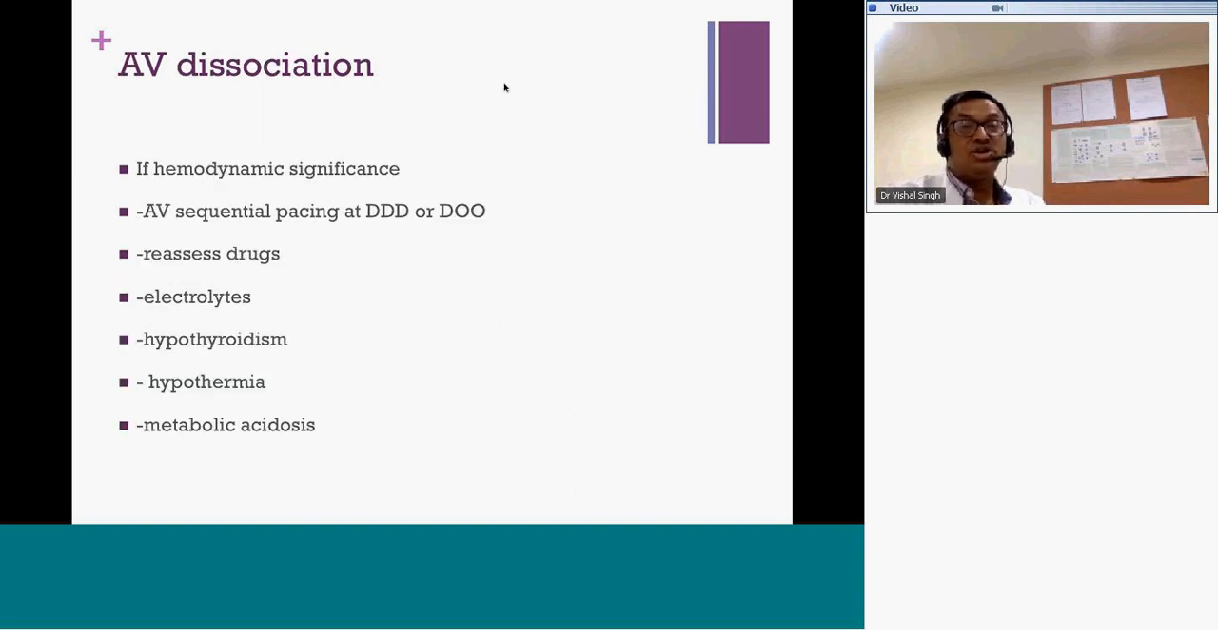AV dissociation, if it happens acutely, will be hemodynamically significant. In a crisis in the OT, you may use a DOO because you have a cautery. In the ICU at night, you use a DDD. Always reassess the drugs, for example dexmedetomidine, which can precipitate a slow rate and AV dissociation. Check electrolytes, rule out hypothyroidism, rule out hypothermia, and correct metabolic acidosis. An acute lift in temperature after hypothermia, where the patient is still being shifted or coming off bypass, can sometimes lead to these problems. Hypothermia-associated changes can lead to these problems.